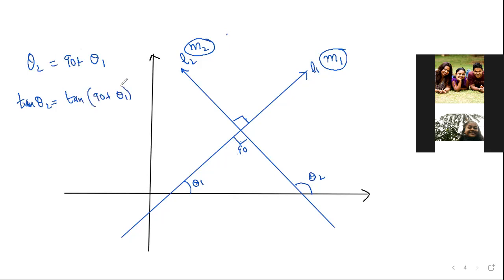Agreed or don't agree? So tan theta 2 is equal to minus cot theta 1. Tan theta 2 is minus 1 upon tan theta 1.